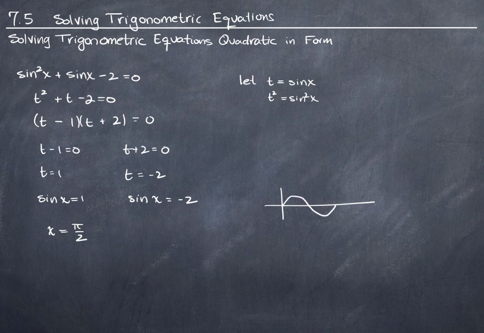This one's a bit of a problem because the sine function, which looks something like this, only goes up to 1 and down to negative 1. It never gets to negative 2. So this is what we call an erroneous answer. There is no solution from that factor.